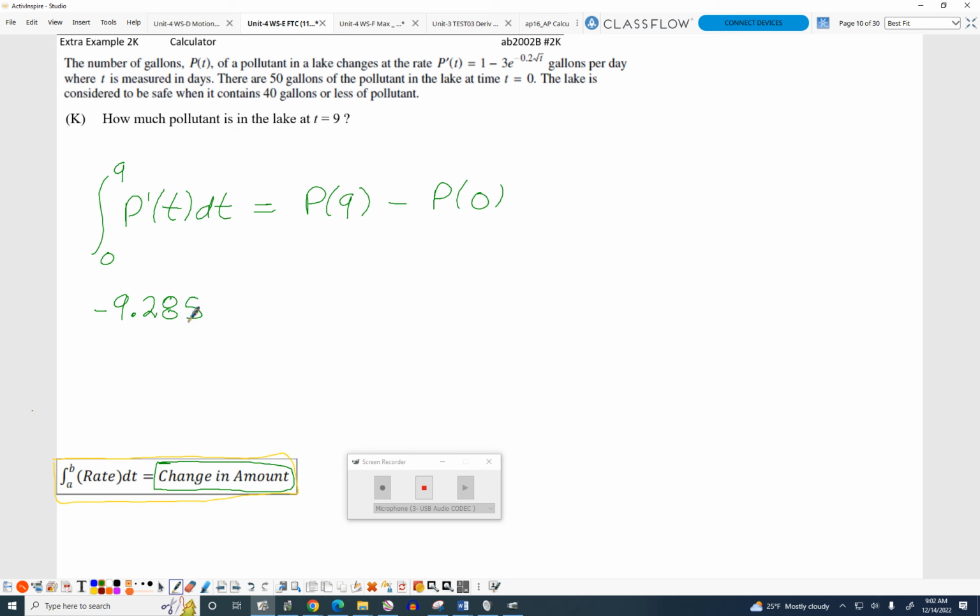Tessa, what are the units? Gallons per day. Not quite, but let me help you through it. Tessa, what are the units of P prime? Gallons per day. Good. And then we're going to multiply P prime by dt, which is days. So after we multiply, what are the units? Gallons. Just gallons. 2 points for Tessa. Who else knew before she said it? 2 points. Give Tessa 3.